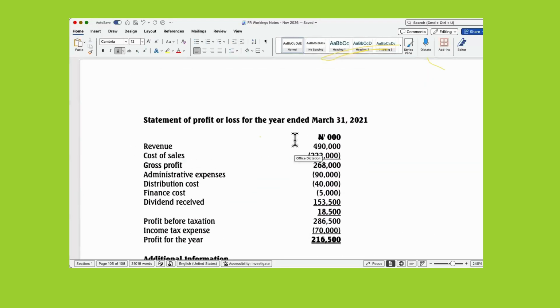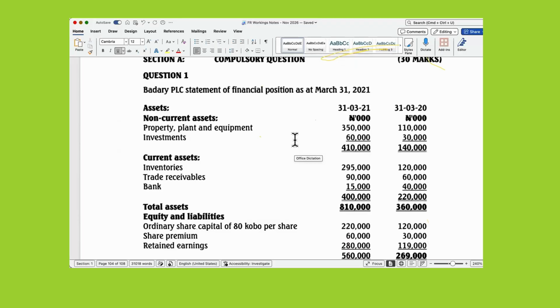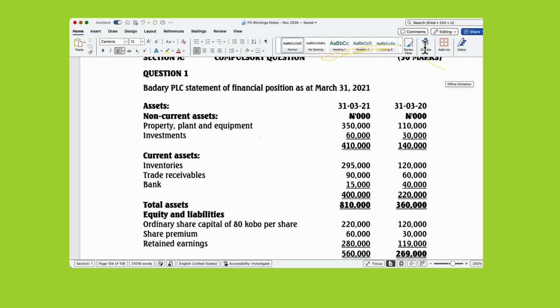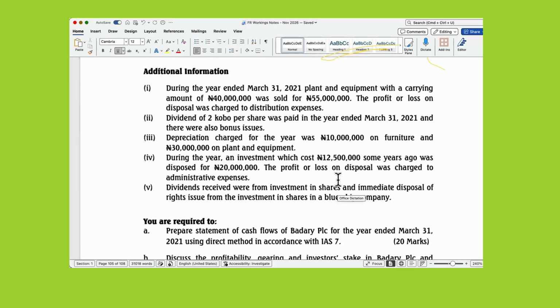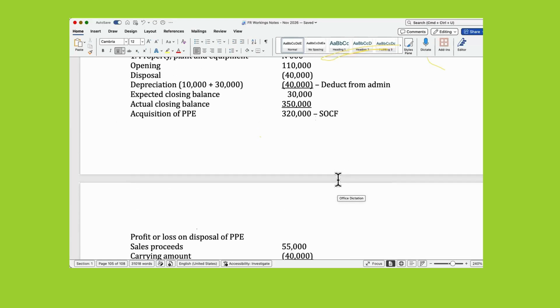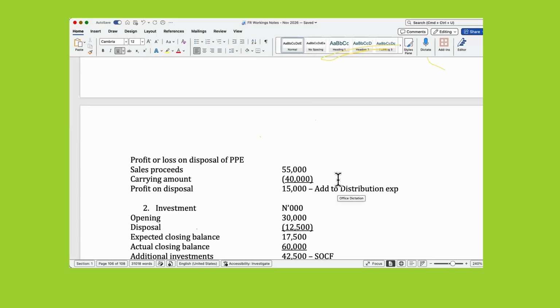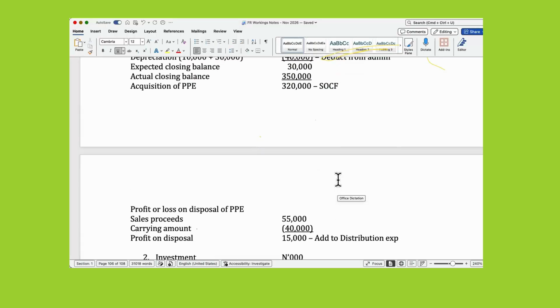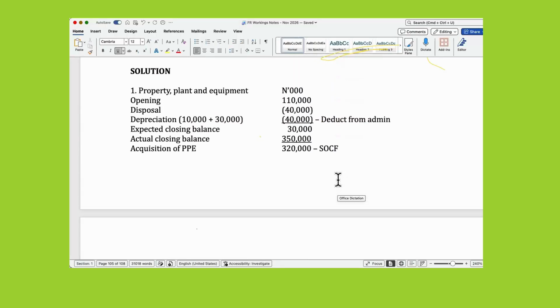Mayowa, please go ahead with your question. All right, sir. Good evening. My question relates to the recent adjustments you just mentioned, which have an effect on admin, speaking to depreciation, which we are going to deduct from admin. Referring back to the prior question, I believe we ignored depreciation because we were doing a direct method, and this question is also a direct method. So why are we deducting?